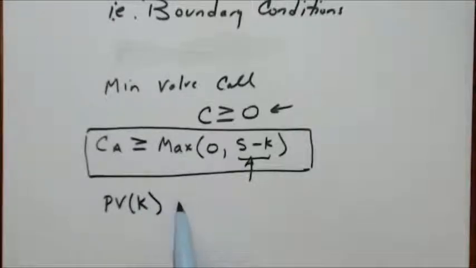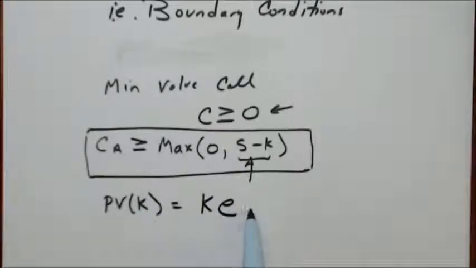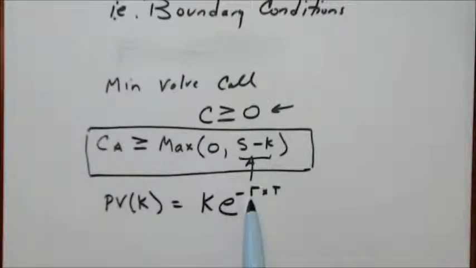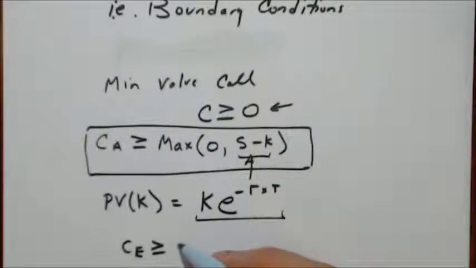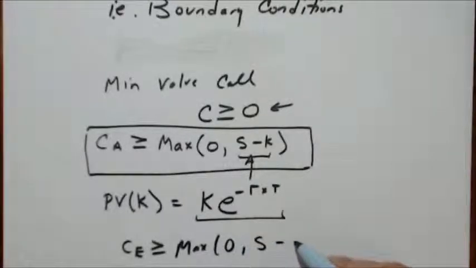And the present value of K is simply K times e to the power of minus R times T. And so we're discounting at the risk-free rate over period T. It's discounting because there's a negative sign there. And we're just computing the present value of that K. And so when we do that, for a non-dividend paying European call option, with a non-dividend paying stock underneath, it's the maximum of 0 or S minus PV(K).